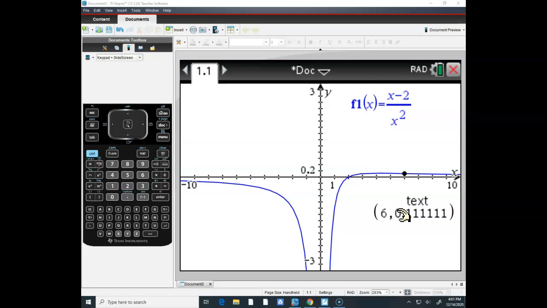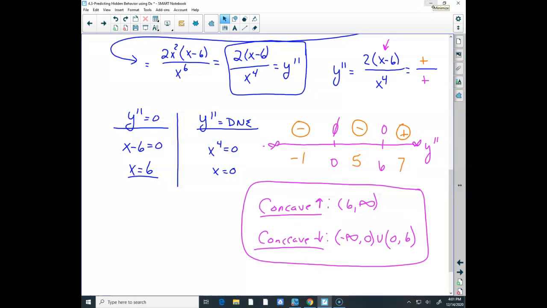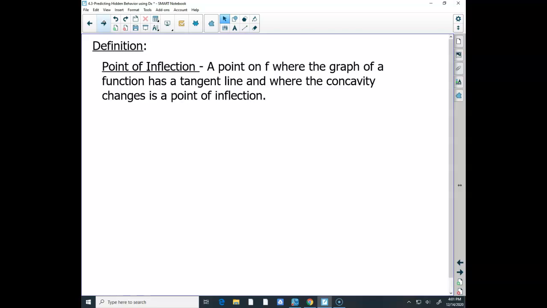Okay? So that takes me down to my last slide, and then I just have a couple tidbits for you. The definition: a point of inflection is a point on f where the graph of the function has a tangent line and where the concavity changes. Mainly, you're going to have a tangent line there and a change in concavity. Points of inflection are where you are increasing or decreasing at the greatest rate in an application problem.